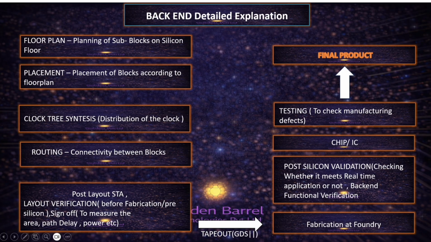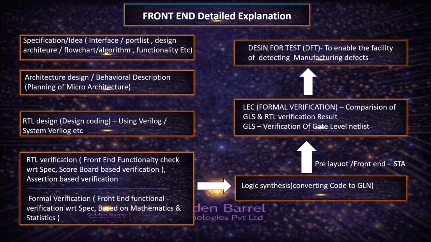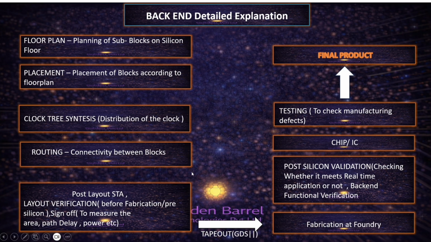But here, according to this post-silicon validation, we can know one more thing. Design verification happens with respect to the specification. Here in post-silicon validation, what are we doing? We check whether this fabricated chip is suitable for our real-time application or not. That process happens here.